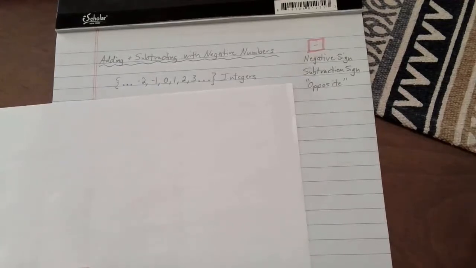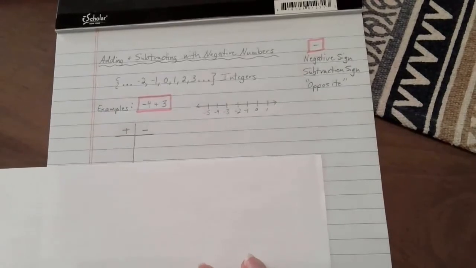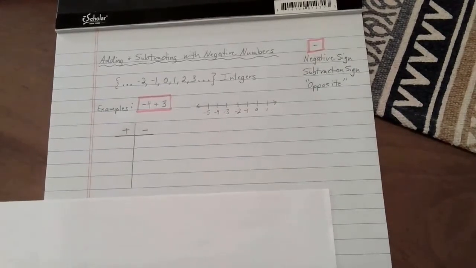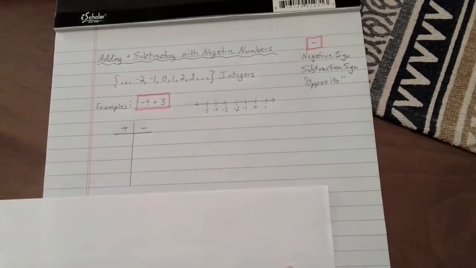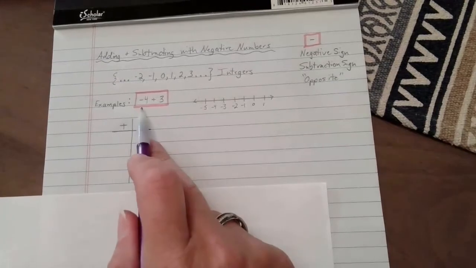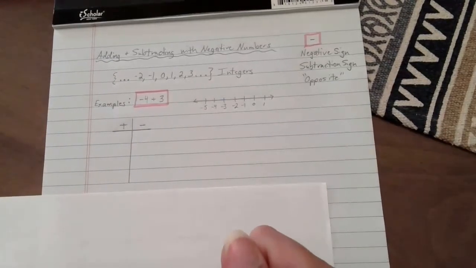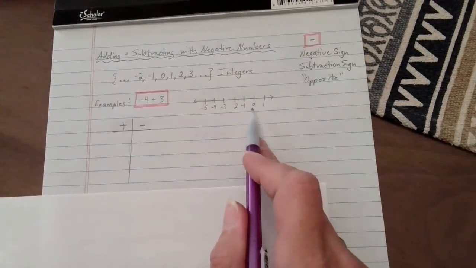I have some examples I'd like to walk you through today, and I'm going to walk through those examples in multiple formats because I'm not sure what your brain is going to like the best. So I'm going to show you 3 different ways to view these problems, and you can pick whatever you like. So my first example is -4 plus 3. Again, these are just integers. We're adding them together. And this is a number line.